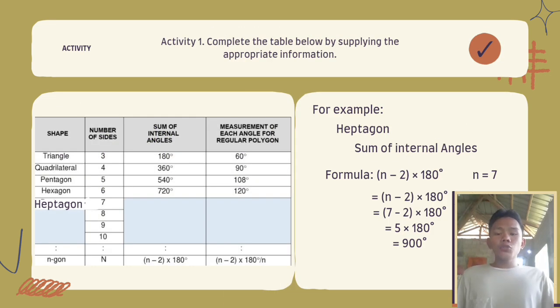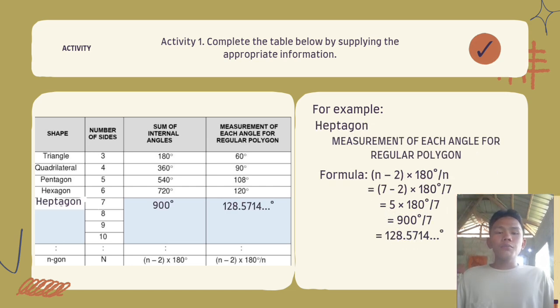For the heptagon, we use the formula to get the sum of interior angles, which is n minus 2 times 180 degrees. The number of sides of a heptagon is 7. So let's solve. N minus 2 times 180 degrees is equal to 7 minus 2 times 180 degrees. Let's solve the parentheses first: 7 minus 2 is equal to 5, and bring down the multiplied by 180 degrees. So 5 times 180 degrees is equal to 900 degrees.